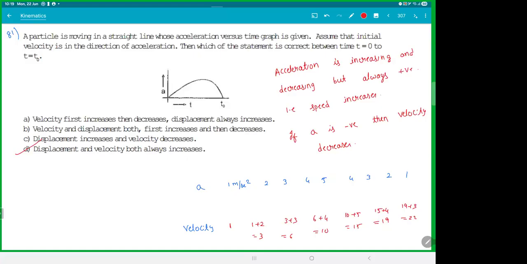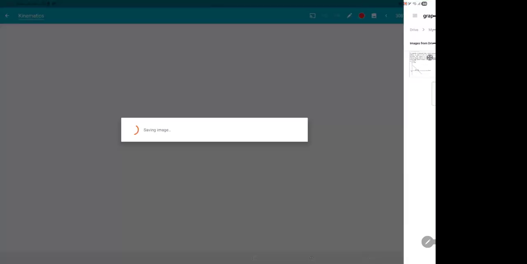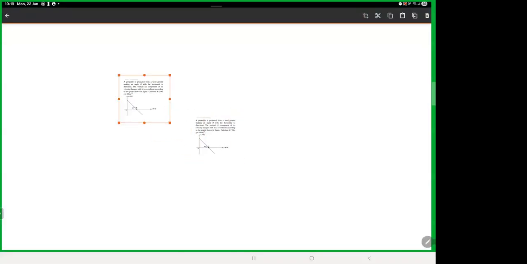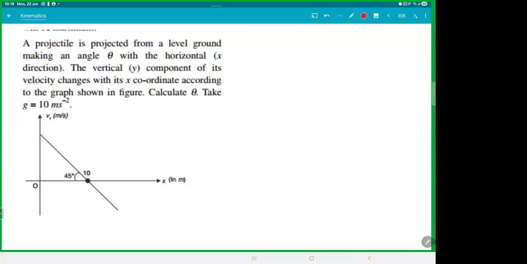So understand that. As long as A is positive, you will keep increasing. Not difficult, but people see that graph and think, oh, A is decreasing, so it should decrease. So you just have to be careful. Let's get this. You can even have graphs in projectile.